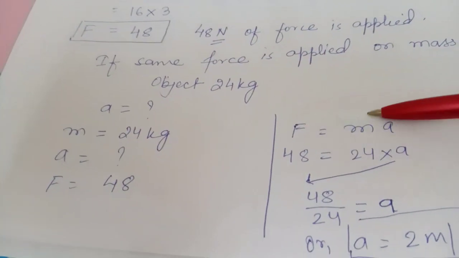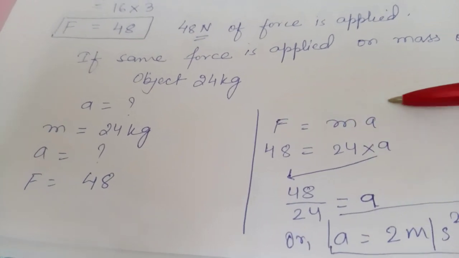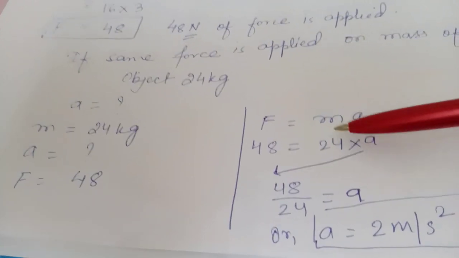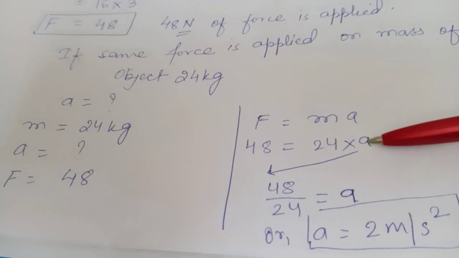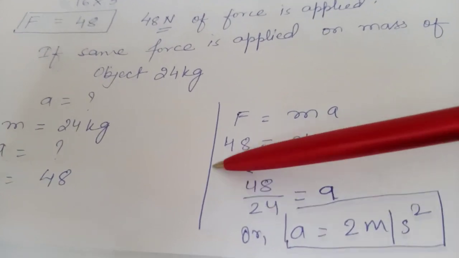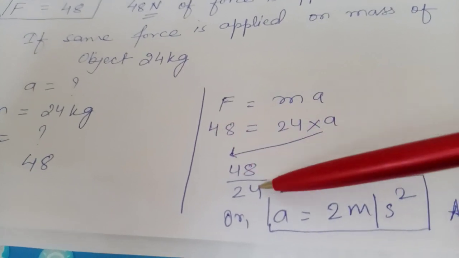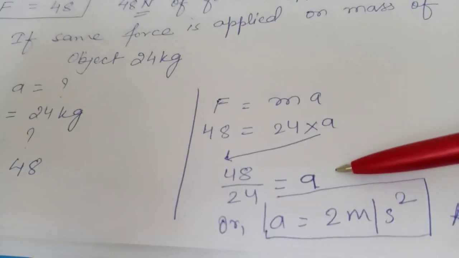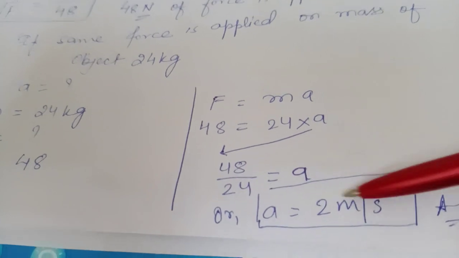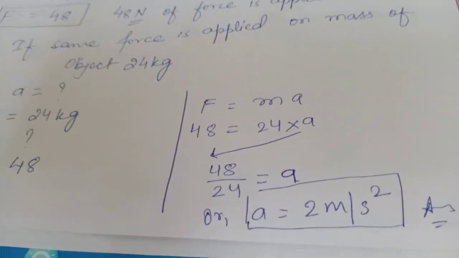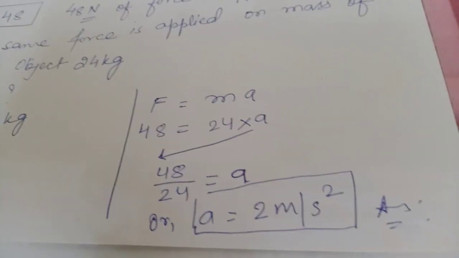So the same formula we will apply, F equals ma, 48 equals m is 24 now here, and a we don't know. Now you all know, if it is multiplication then cross multiply, so 24 will come down: 48 upon 24 equals a. 24 twos are 48. So a equals 2 meter per second square. Okay.